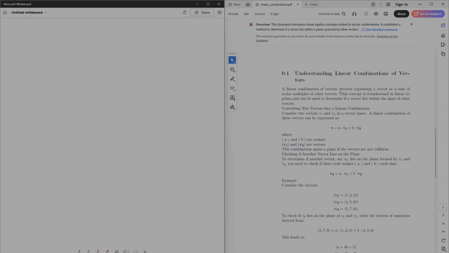A linear combination of vectors involves expressing a vector as a sum of scalar multiples of other vectors. This concept is foundational in linear algebra and can be used to determine if a vector lies within the span of other vectors.